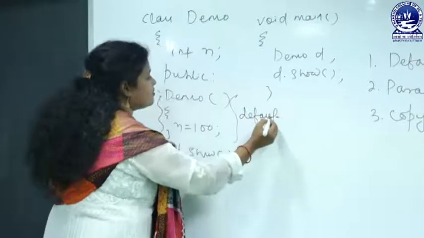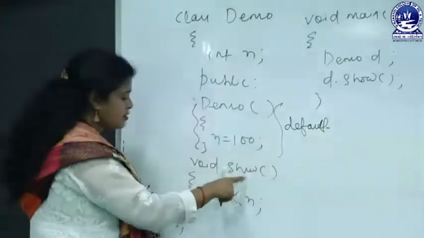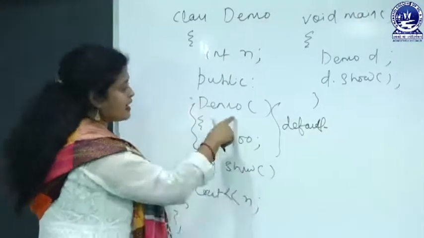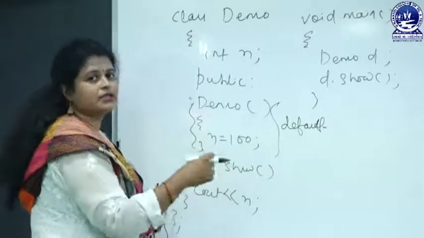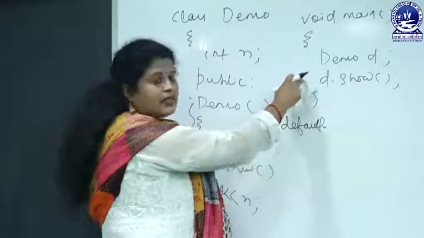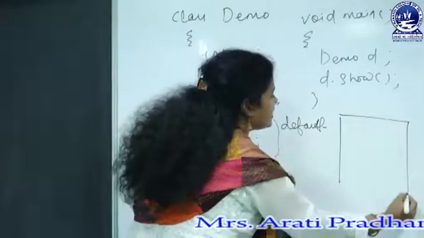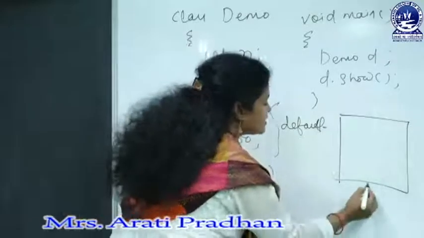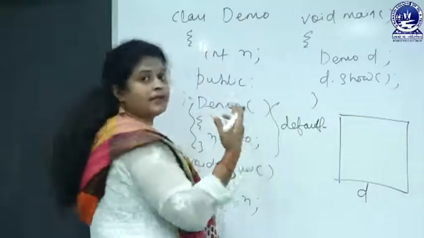This is the example of default constructor. Then I have used void so, cout n. Inside the constructor, I have initialized n with 100. You may initialize with any value, no problem. Then in the void main part, I have written demo d. When you write demo d, it means that one memory location is allocated and the data member is created.